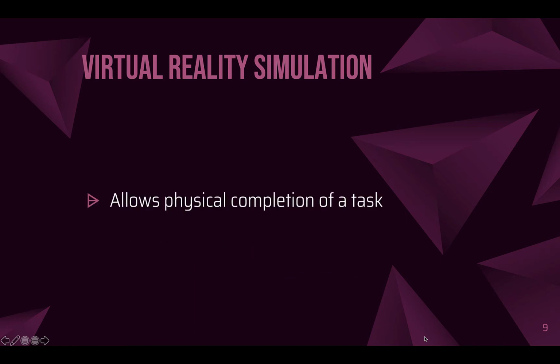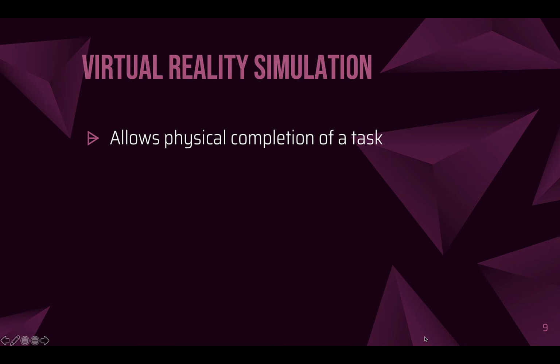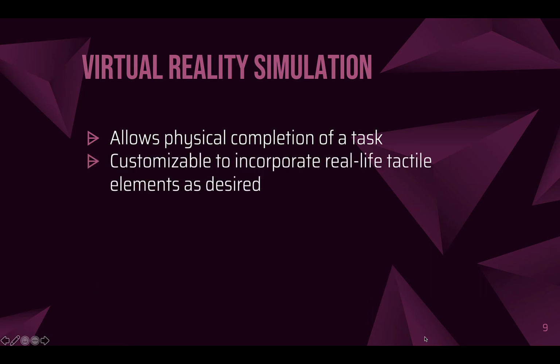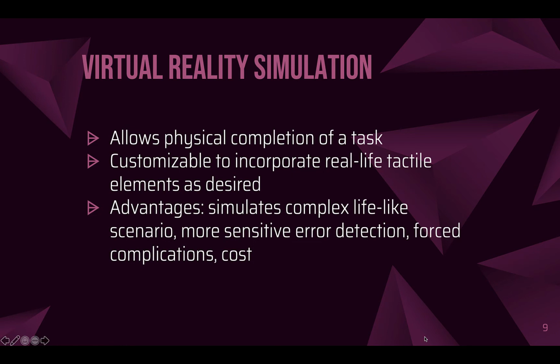Virtual reality simulation. This allows for physical completion of a task. It is customizable to incorporate real-life tactile elements as desired. Advantages of virtual reality simulation include that it simulates a complex lifelike scenario. It has more sensitive error detection than the human eye. So for example, it can sense if a scalpel hits something it's not supposed to inside a body cavity better than a trainer or evaluator could.